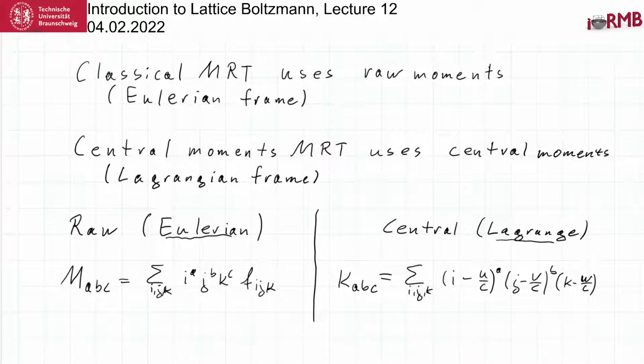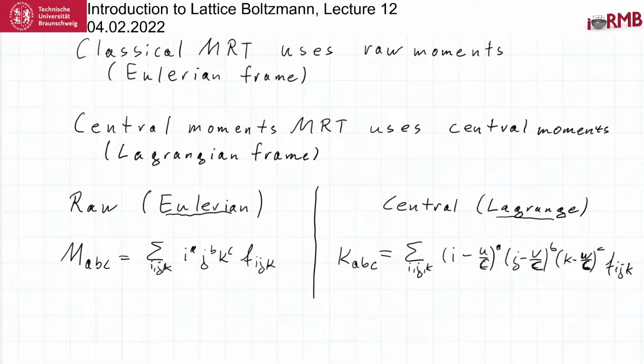Oh, I just recognized I have to write this with a capital C. So the lattice velocity will be a capital C here, and I have a small c up here. So these two c's are not the same. It's just that I run out of letters, unfortunately. Okay. So this is the difference between raw and central moments.